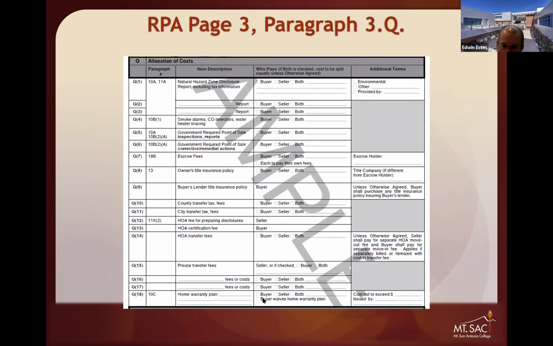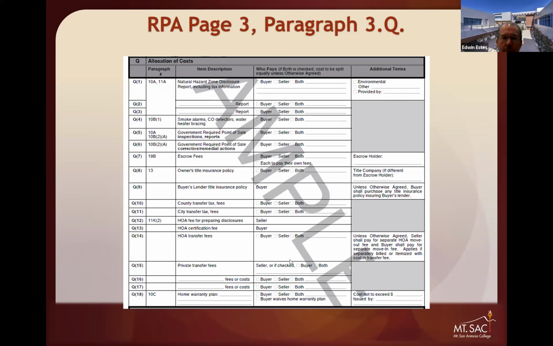Or typically what we're probably going to see is buyer waives the home warranty plan. But when we go back to paragraph 10C, they can always decide to buy it later if they want to pay for it. They can't require the seller to pay for it. I guess you could put for a request for repairs for seller to pay for it. All right.